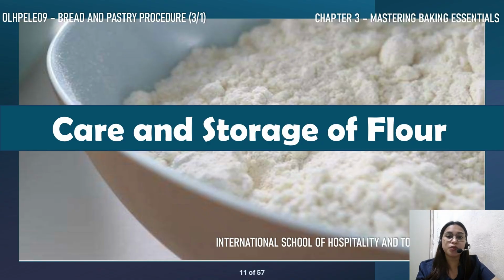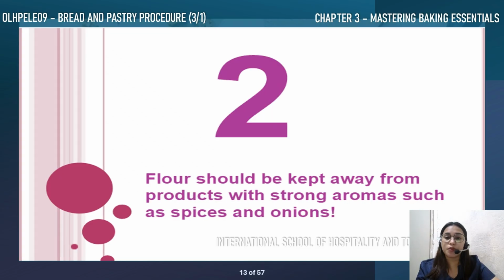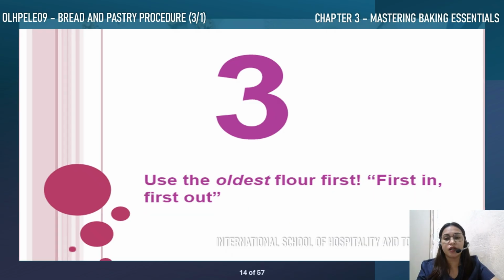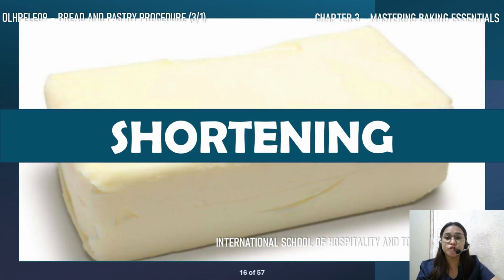When stored at room temperature, flour can last up to 6 to 8 months. So first, flour should be stored in a well-ventilated room free from insects and rodents. Number two, it should be kept away from products with strong aroma such as spices and onions. Use the oldest flour first, or first in, first out. Flour should be kept in a dry tin or glass container in a cool, dry place.